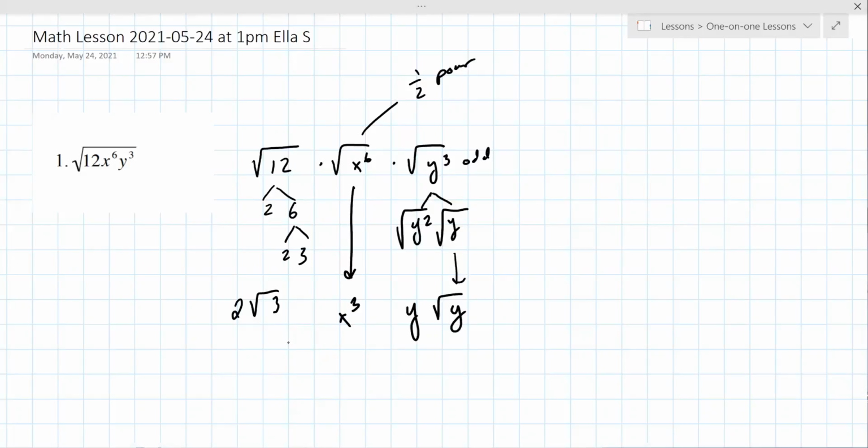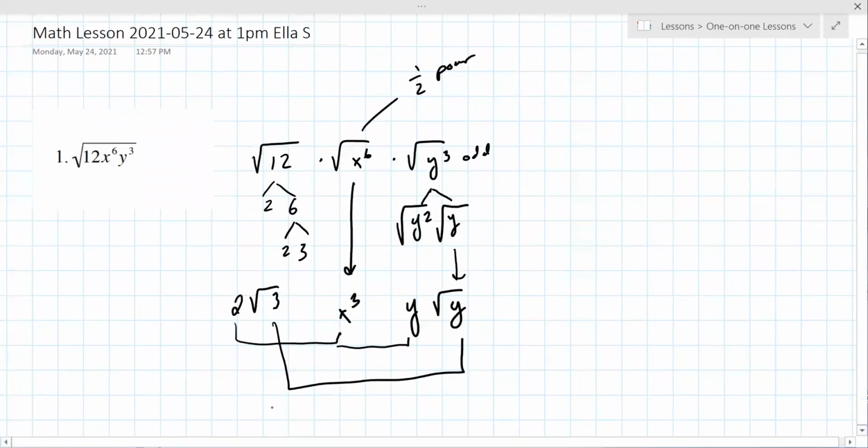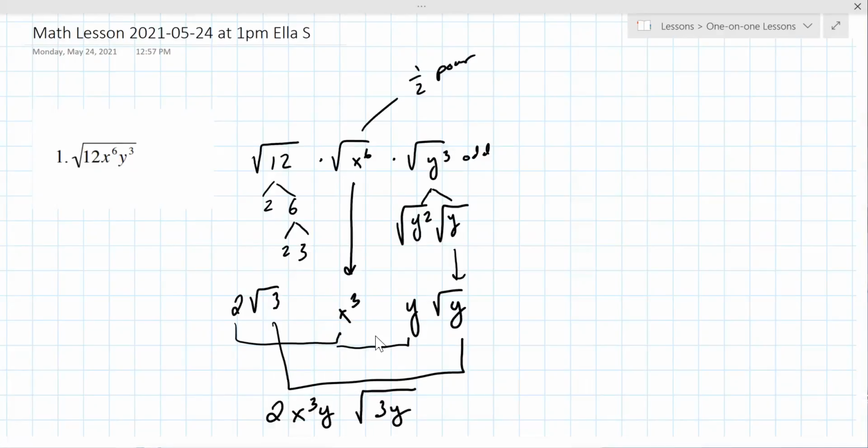So then you pair up the parts that are outside and then the parts that are inside for your final answer. This is 2x cubed y, that's the outside part. Square root of 3y is the inside part on that. Okay, that makes sense.